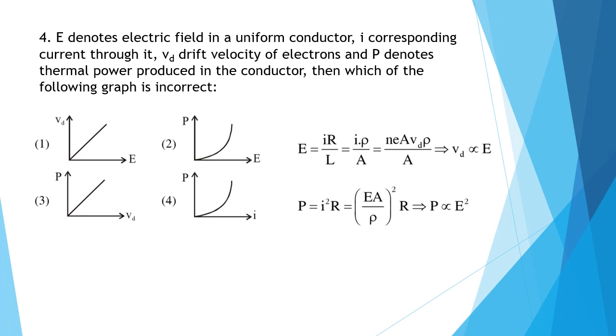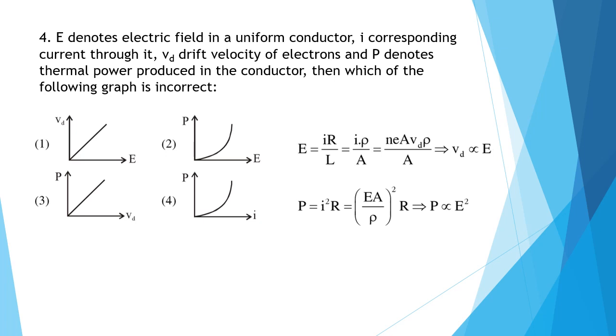And when you replace it in terms of electric field, you get P is directly proportional to E square. So second option is also correct, as it is a parabolic curve, and option 4 is also correct because P is directly proportional to I square. So the only option left is option 3.